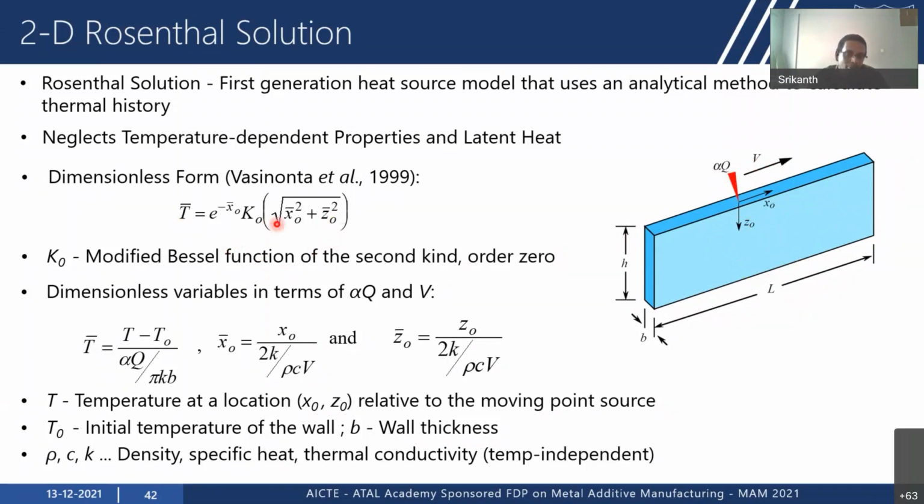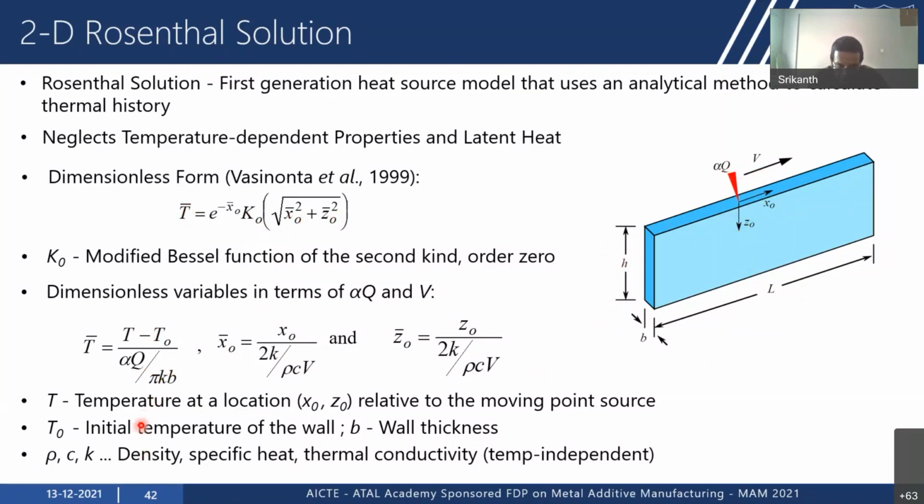So people have expressed the Rosenthal equation in non-dimensional form so that we can remove the effect of the actual dimensions. Okay. So here in this equation, K0 is a modified Bessel function of the second kind of order 0. And the dimensionless temperature is defined by this equation. The dimensionless spatial coordinates x and z are given by this equation. If you see here, this is the heat source. So you're going to have a molten pool here, and you have a coordinate system x0, z0 that moves with the molten pool, and a fixed coordinate system.